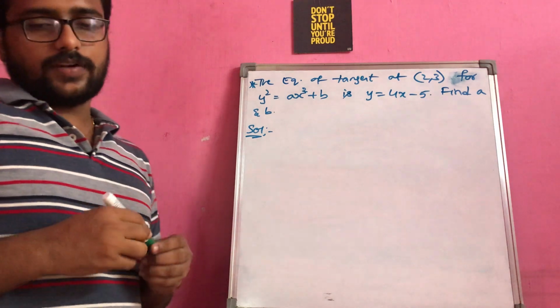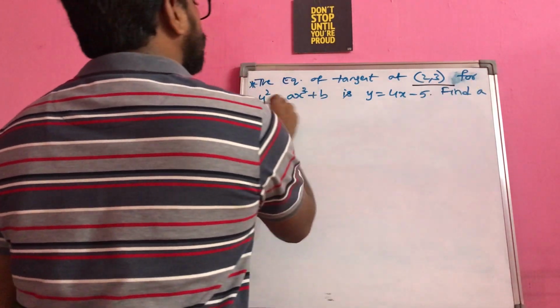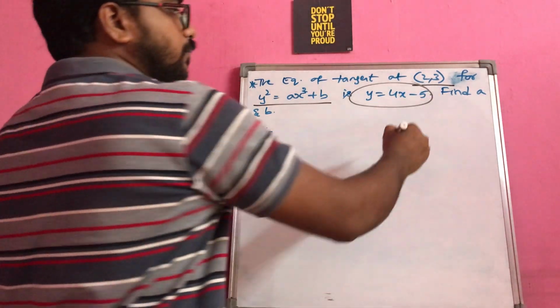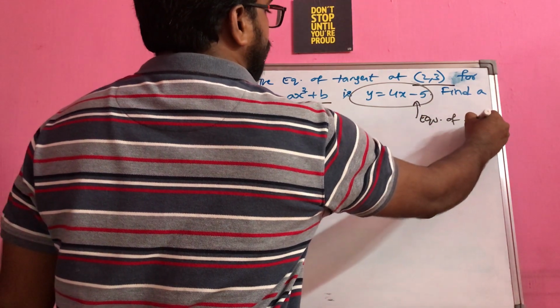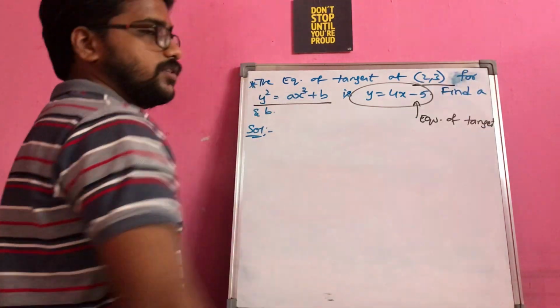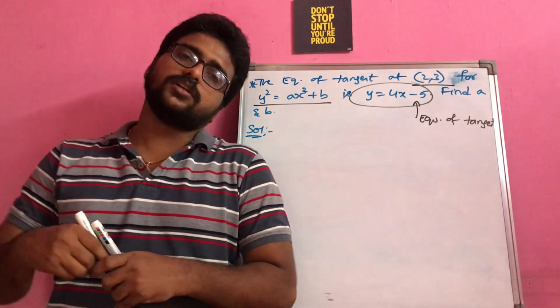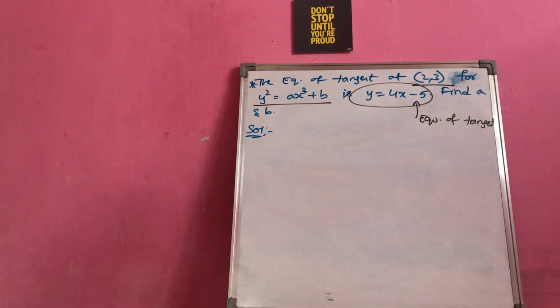The equation of tangent at the point (2, 3) for the curve is y is equal to 4x minus 5. So that means this is the required equation of the tangent. According to the question, this is the equation of the tangent given to us. Every time for any given question in mathematics, how you have to think is: what they have given to us and how we can find it.